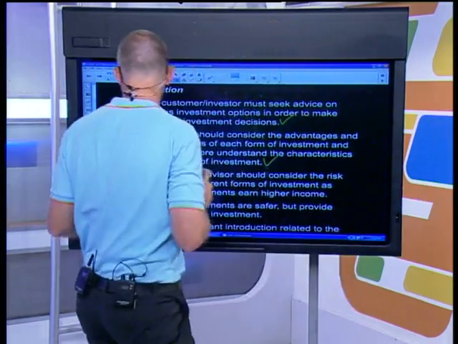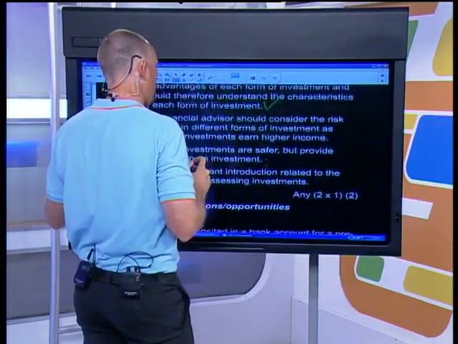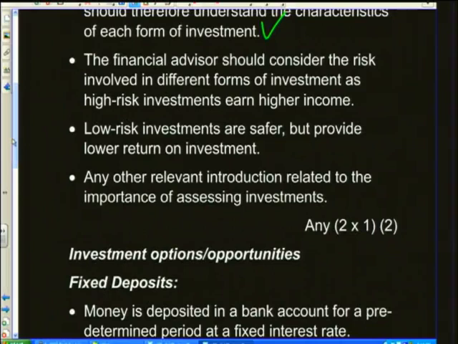You don't know what your investment is. Or you're just going to go out and say, right, here's 5 million Rand. I don't know what I'm going to do with this money. You need to know exactly what you're doing, right? In this case, knowledge is power, especially when it comes to investing your hard-earned money. Right? And the financial advisor should consider the risk involved in different forms of investments, as high-risk investments earn a higher income. Right. Low-risk investments are safer, but provide lower return on investment.